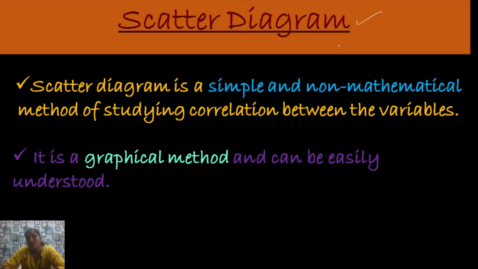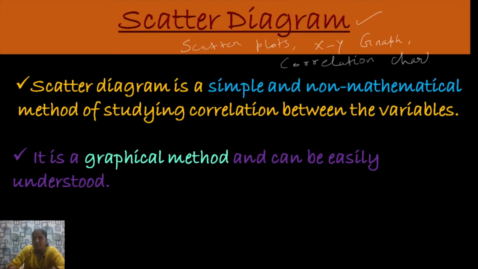Scatter diagram is one of the graphical methods used to measure the correlation between two variables. It is also known as scatter plot or XY graph. Sometimes we call it a correlation chart, but most probably we use the name scatter diagram. It is a simple and non-mathematical method of studying correlation between the two variables. Since it's a graphical method, it can be understood easily by everyone.